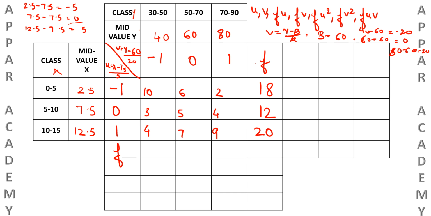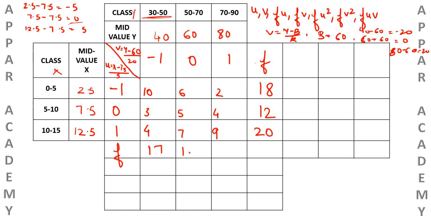Now here, this f. When we say marginal frequency for y, we are simply saying what is the frequency of y lying between 30 to 50 irrespective of x lying between 0 to 5. We are simply saying what will be the frequency that y lies between 30 to 50, no matter what the value of x is. x can be anything, but y should lie between 30 to 50, right? So now for that we need to add all these. 10 plus 3 plus 4 is 17. 6 plus 5 plus 7 is 18.